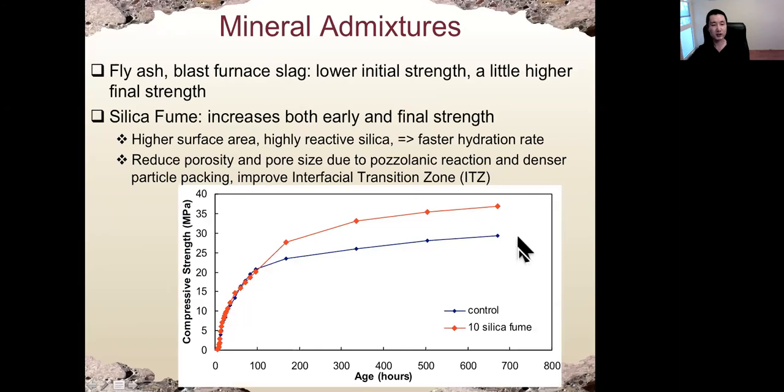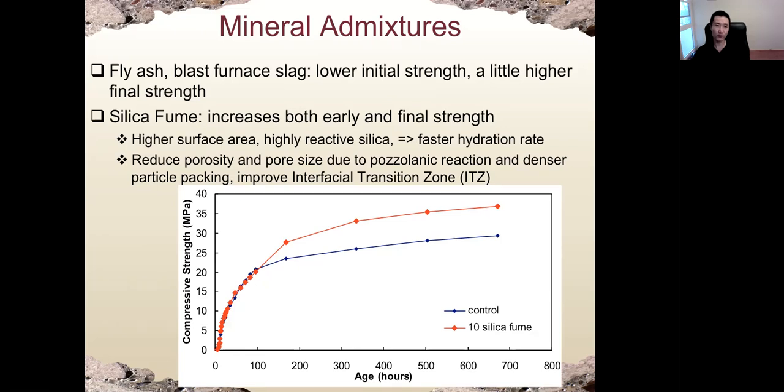For mineral admixtures, I think we discussed this before. For fly ash and slag, we will have lower initial strength, but higher final strength. This is because of the pozzolanic reaction. The pozzolanic reaction is slower, so initial strength will be lower, but the final strength will be higher, because the pozzolanic reaction transfers calcium hydroxide into C-S-H, so it makes the concrete stronger.